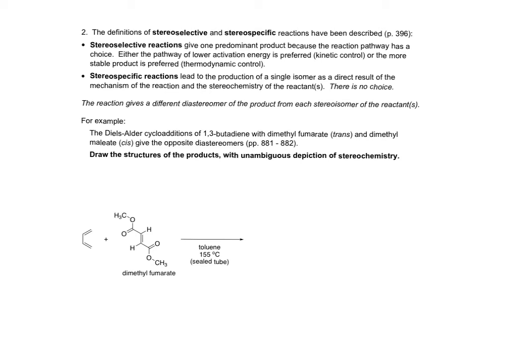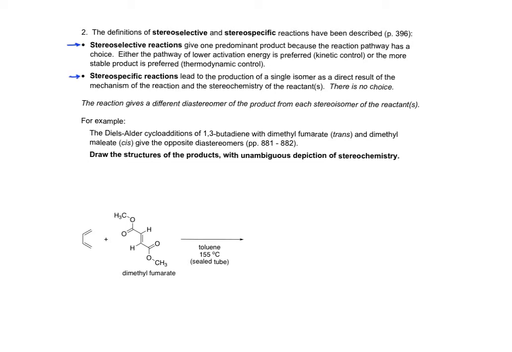This is a Module 4B video on stereoselective Diels-Alder cycloadditions. To review the definitions of stereoselective and stereospecific, a stereoselective reaction is any transformation that favors one stereoisomer over others.